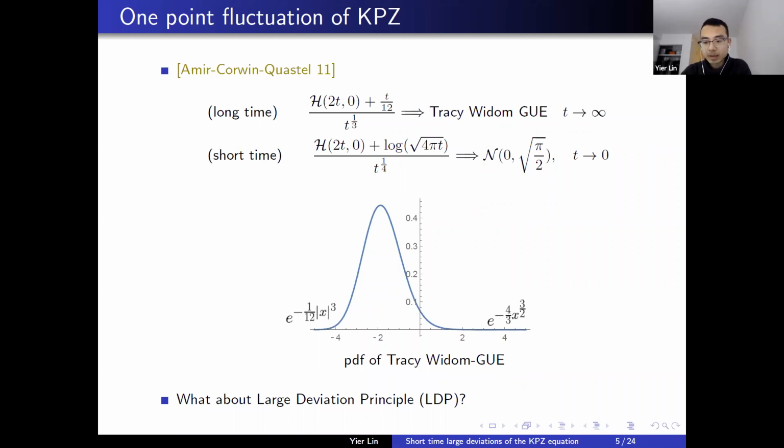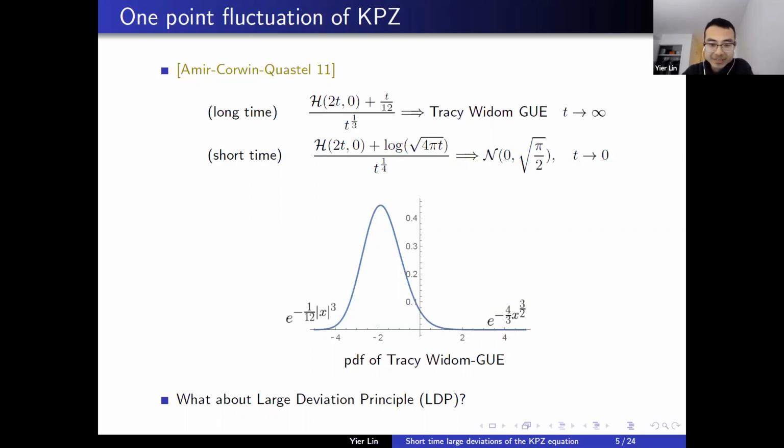So like in the case of i.i.d. random variables, there are 3 basic questions: law of large numbers, central limit theorem, and large deviation. For the KPZ equation, basically the first 2 questions are answered by these results, both in the long time and short time regimes. So the next natural question to ask is, how about the large deviation when you send t goes to infinity or t goes to 0?